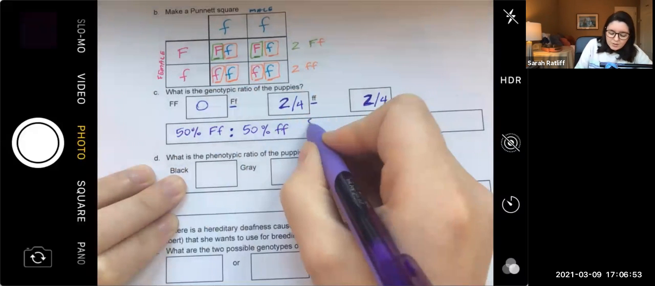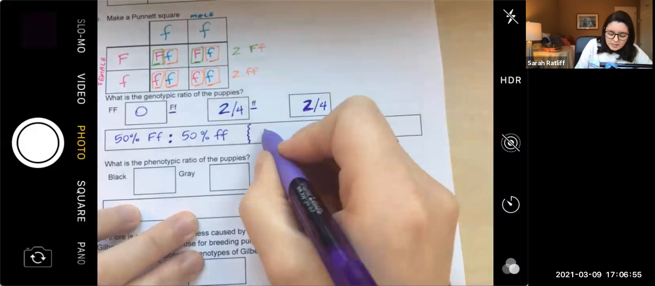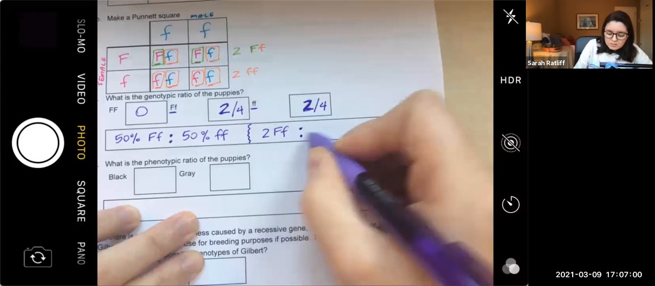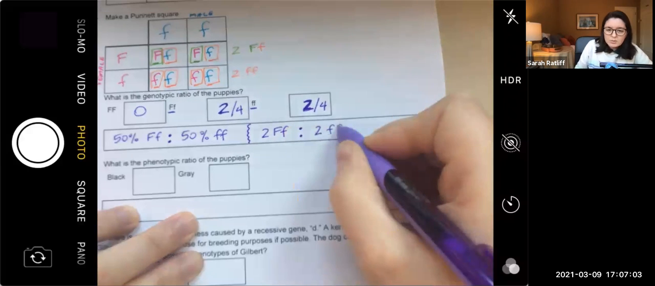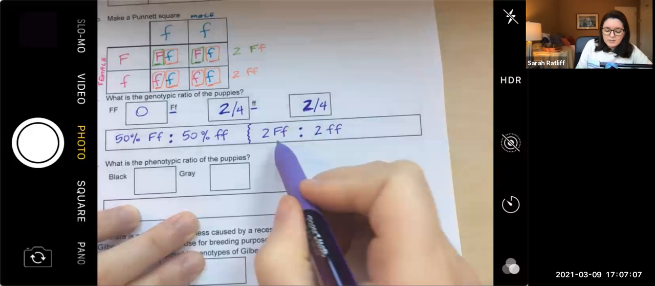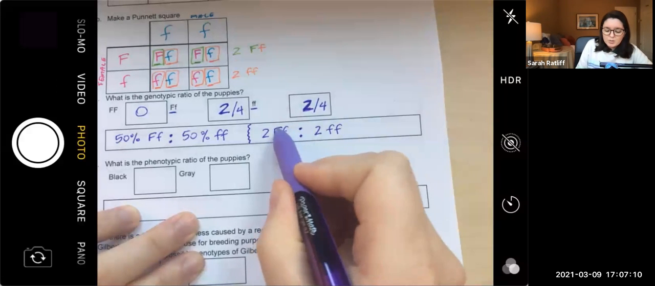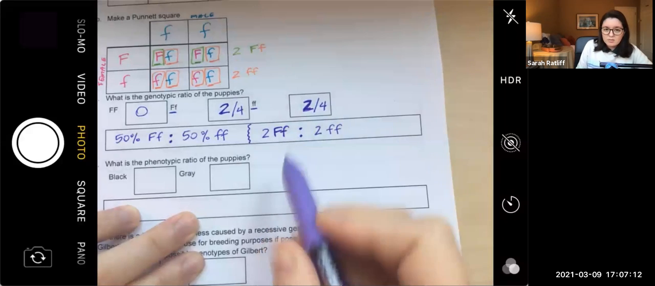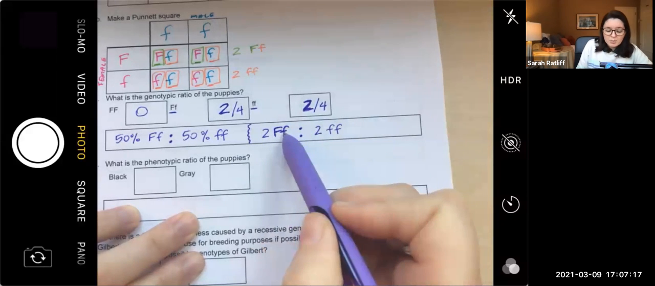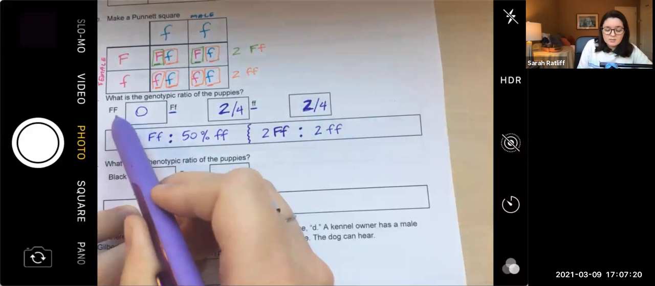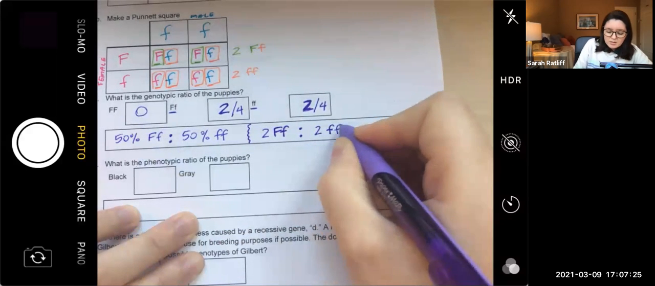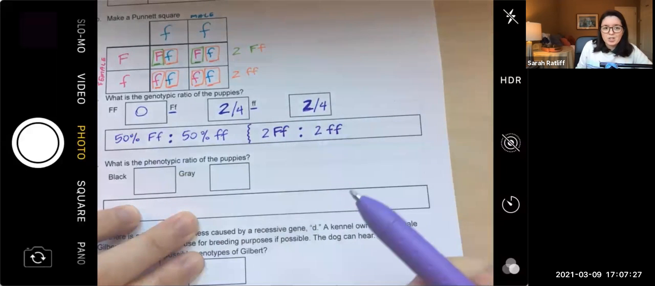The other way you could write it if you don't like percentages is you could say 2 heterozygous, 2 homozygous recessive. It's really important that you make sure you write these sort of descriptions of what that ratio is. Otherwise, it could be what? If I don't have these here, it could be 2 that are homozygous dominant. We don't know. That's why we have to be specific and make sure we write the little description here of what genotype we're talking about.